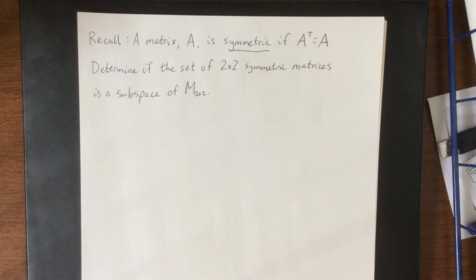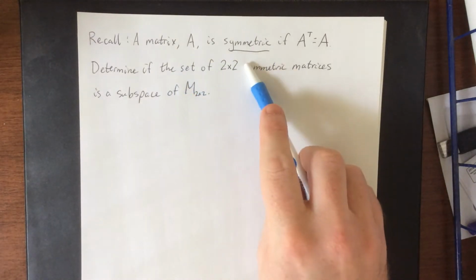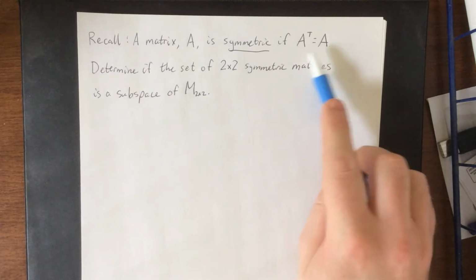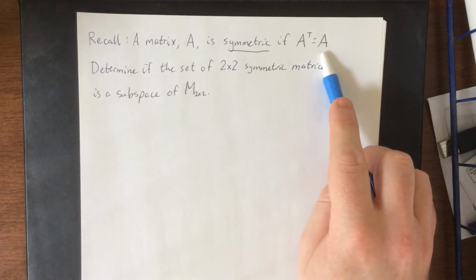For this example, I will ask you to recall with me the definition of a symmetric matrix. A matrix A is symmetric if its transpose is equal to itself. Now, as such, this can only apply to square matrices, otherwise the two matrices would be different sizes.